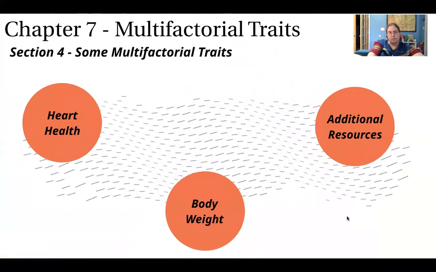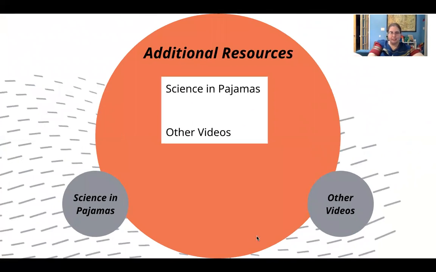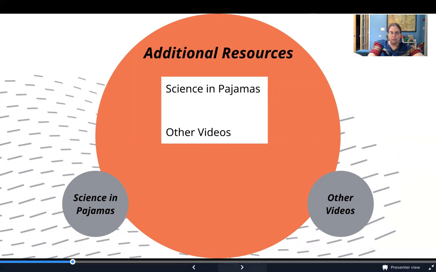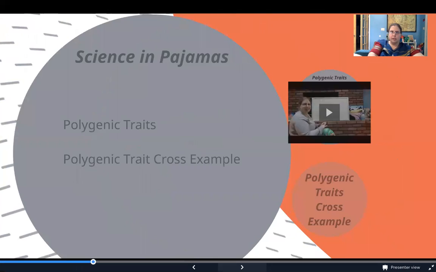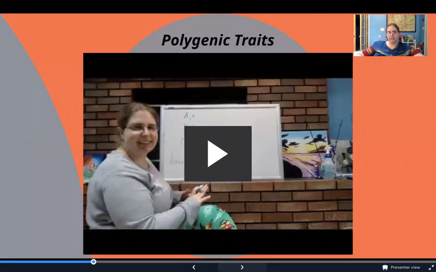All right, so let's talk about some of our additional resources. The first one is Science in Pajamas. We do have 2 of these. We have one on polygenic traits, and I'm using polygenic traits as synonymous with multifactorial traits. It's just harder for me to add in the environmental factors when I'm giving an example, because those can have any number of degrees of influence.